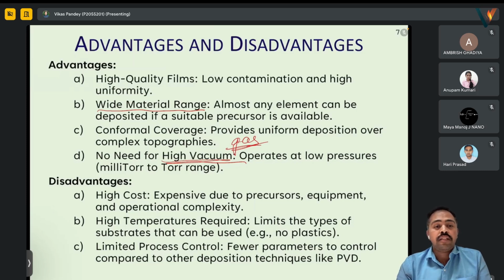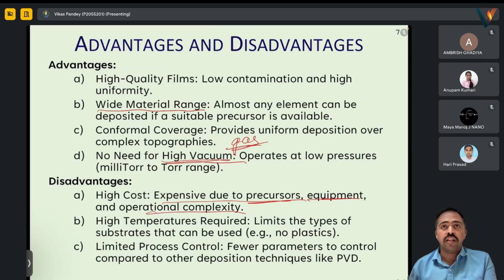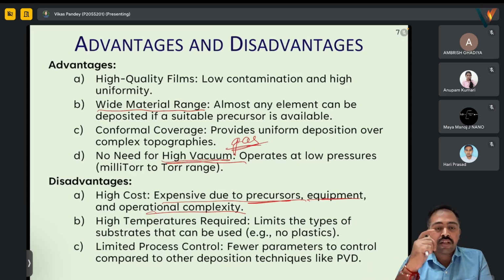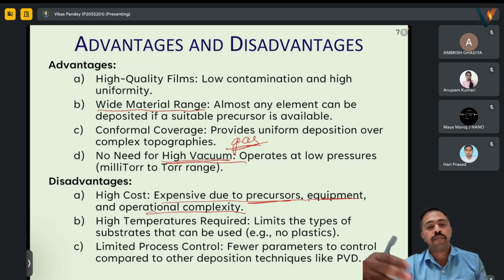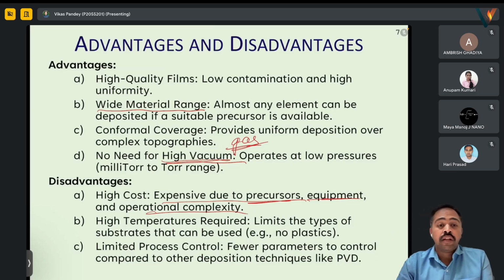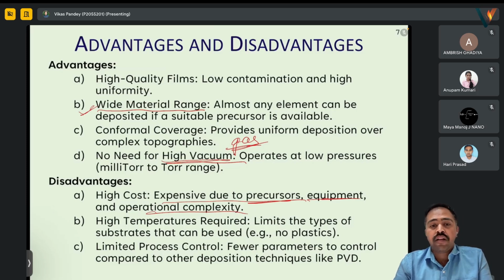The disadvantage is very high cost, because precursors are there, and there is equipment and operational complexity, since the whole chamber has to have the reactants and all. Second is high temperature. We said there is a wide material range, but at high temperature some materials like plastics and flexible electronic materials will melt. So it is not applicable for those.